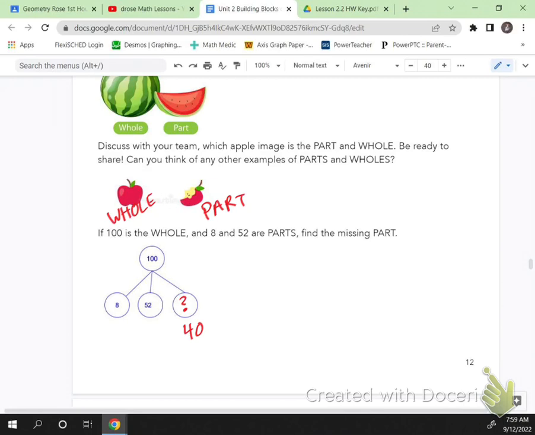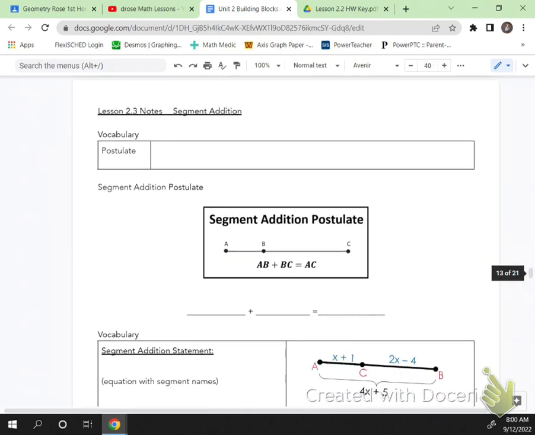Okay, now we're going to do this with some geometry and some segment addition. So let's flip the page. And let's do this with some geometry. We've got some vocab as usual. We're going to define a postulate.